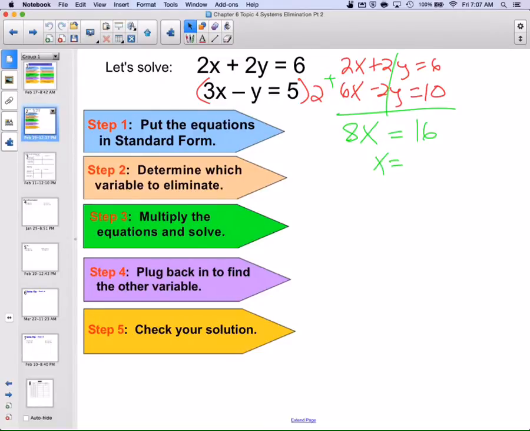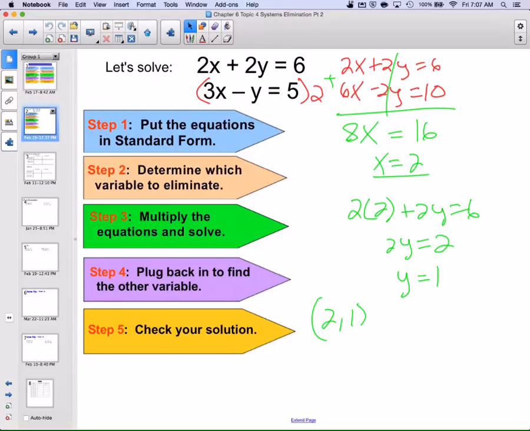Well, that gives me an easy answer of x equals 2. Now, what's nice about this process is I can plug the 2 back into any of the equations I have here. So I'm just going to go with the top one again. So plugging 2 in for the 2x plus 2y equals 6, I get 2 times 2 plus 2y equals 6. All right, so that's 4. I'll subtract the 4 over. 2y equals 2, divide by 2, y equals 1. So it looks like my answer is going to be 2, 1, but let's make sure.